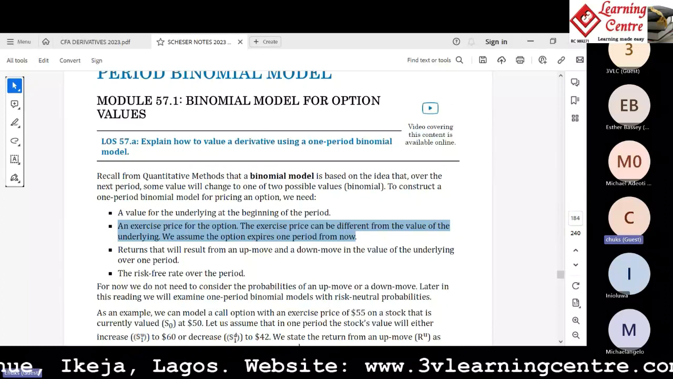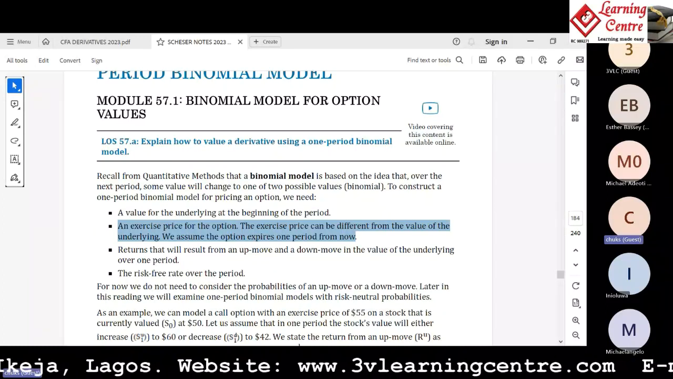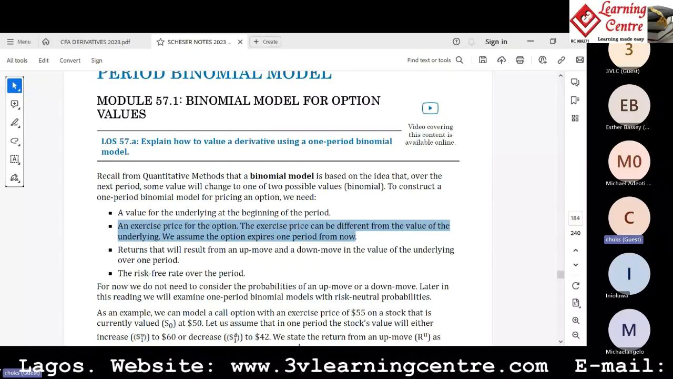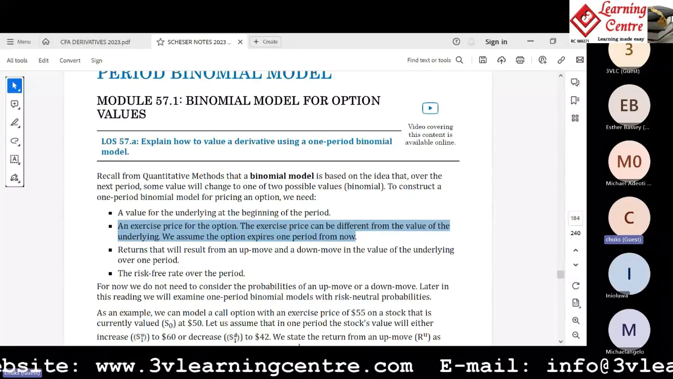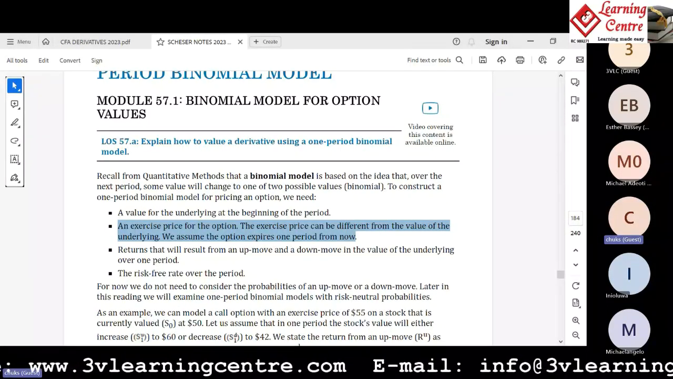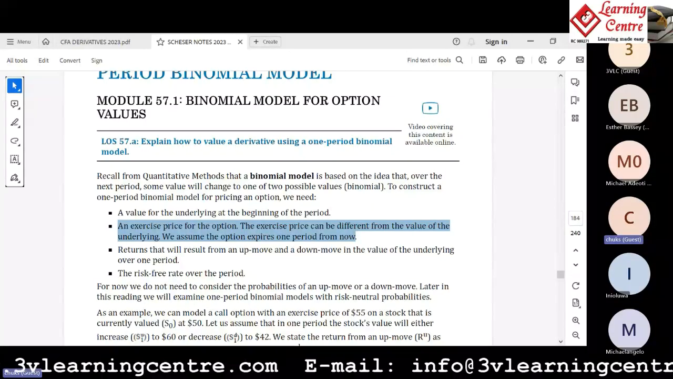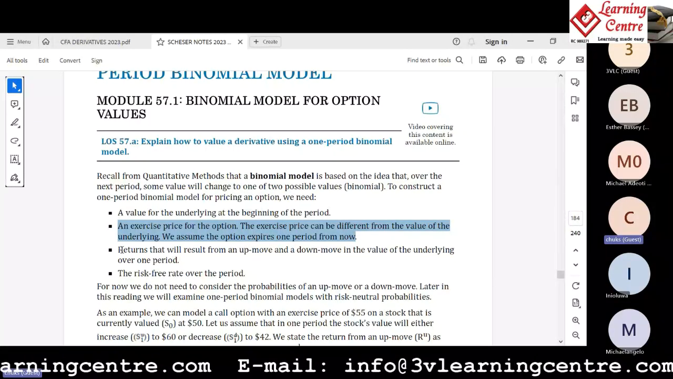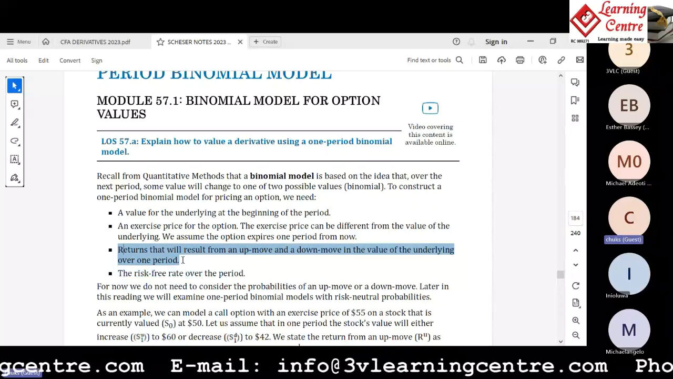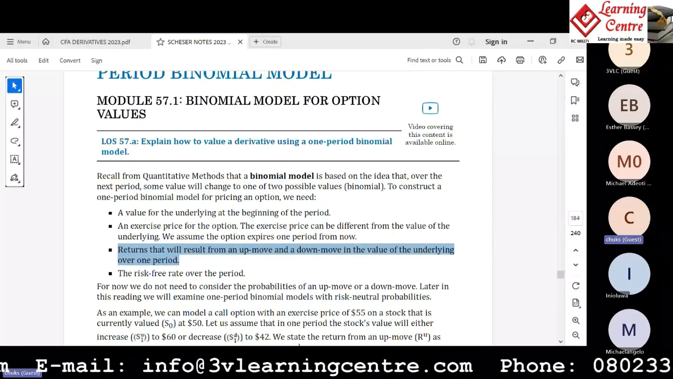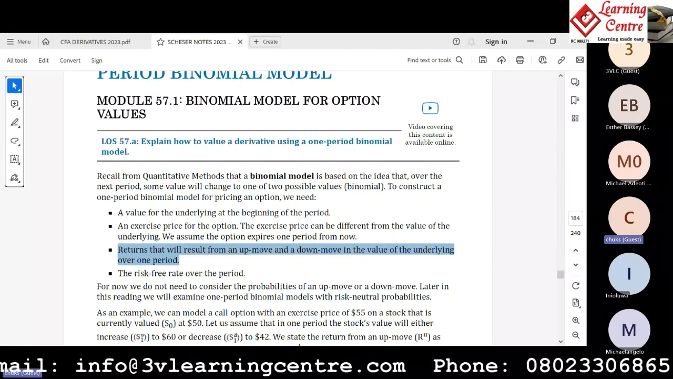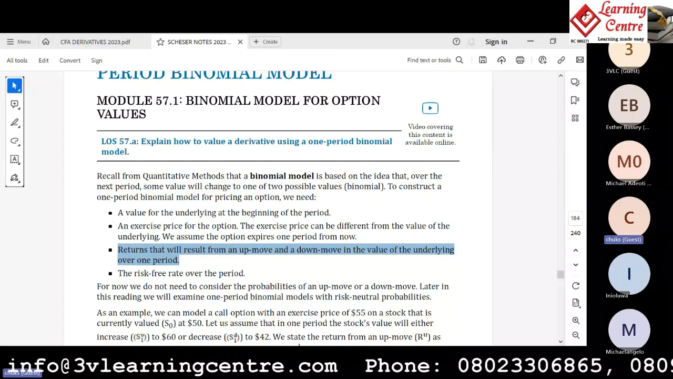So this is the one where we said you have agreed that this is what the exercise price is going to be in the future. We're agreeing it today that, okay, this is what the exercise price is going to be in the future. Then the third thing is returns that will result in an up move and a down move in the value of the underlying over one period.